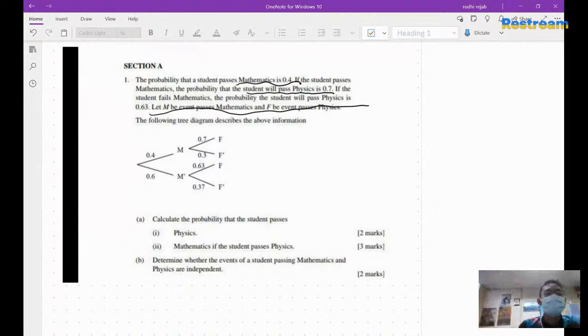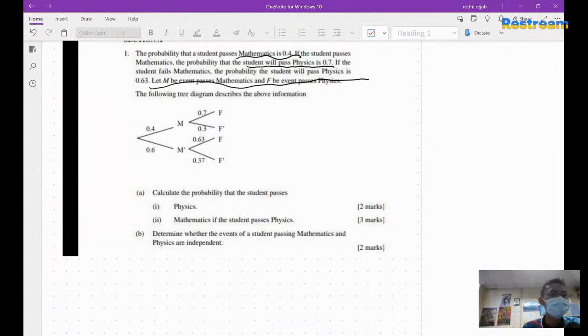So going to question 1A1, calculate the probability that the student passes physics. They don't give you any rule. They just ask you to calculate the probability that the student passed physics. So we know that passing physics is F, and failing physics is F prime. The probability of F is 1 minus the probability of F prime, so it's the opposite of it.